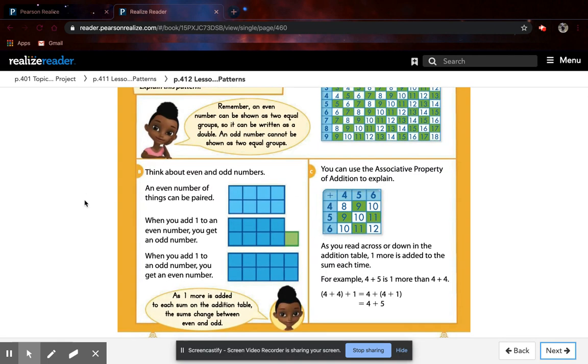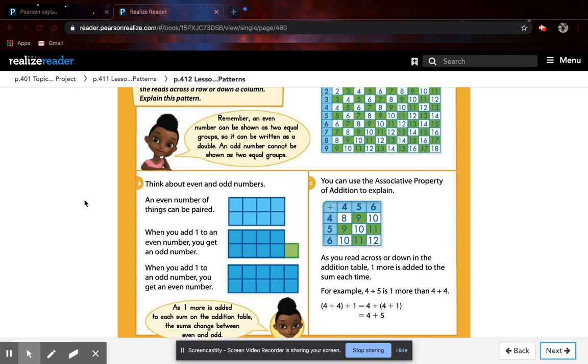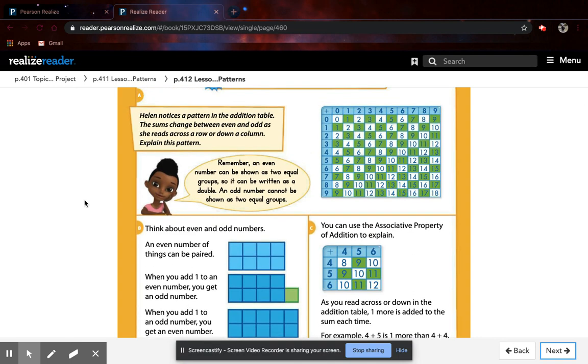Box B says, think about even and odd numbers. Oh, sorry, going back up, explaining this pattern. I completely missed that part. Sorry, guys. For explaining the pattern, the sums change between even and odd as she reads across a row or down a column. So it's just looking at the addends, and the addends are all of the numbers in blue.